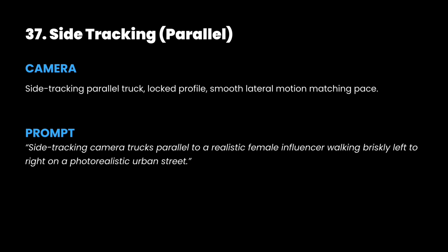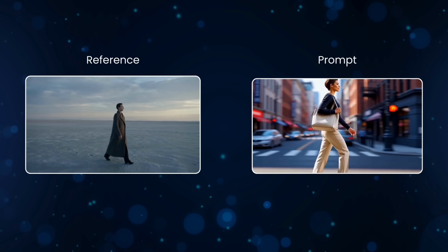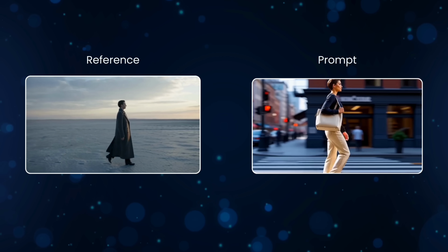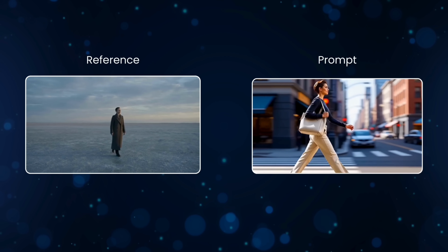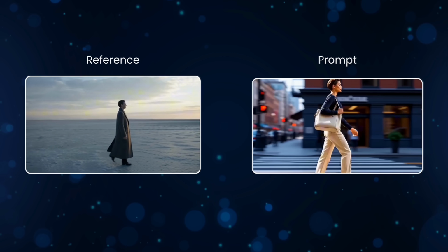Number 37. Side tracking, parallel. This profile tracking angle moves laterally with the subject, maintaining constant distance and rhythm. It's effective because it preserves motion energy while clearly showcasing body language and environment flow.